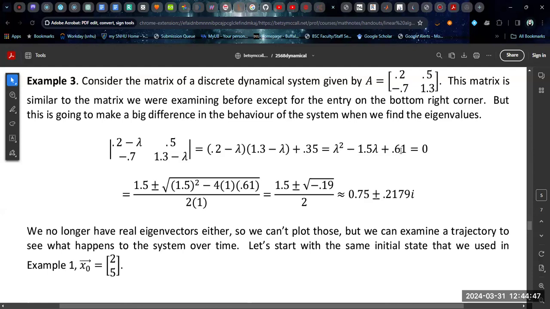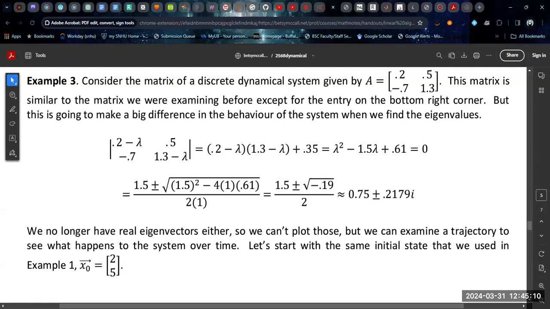Again, not obviously factorable, so we throw it into our quadratic formula, and we end up here with the square root of -0.19. And if we simplify this expression a little bit, so that we can look at it in decimal form, we get 0.75 plus and minus 0.2179i.